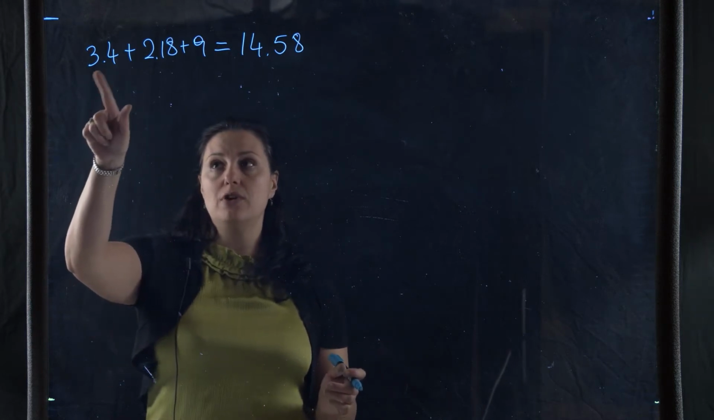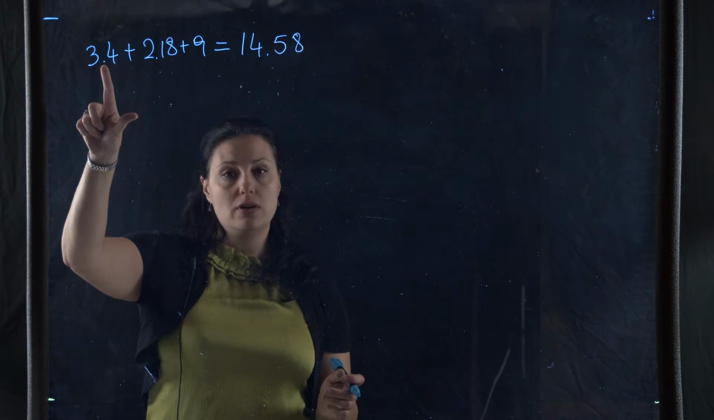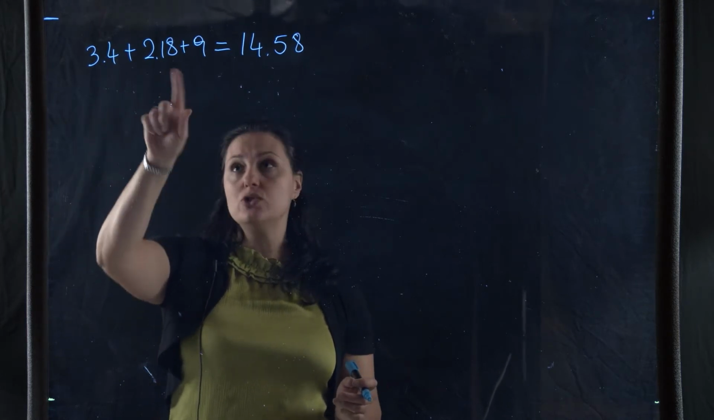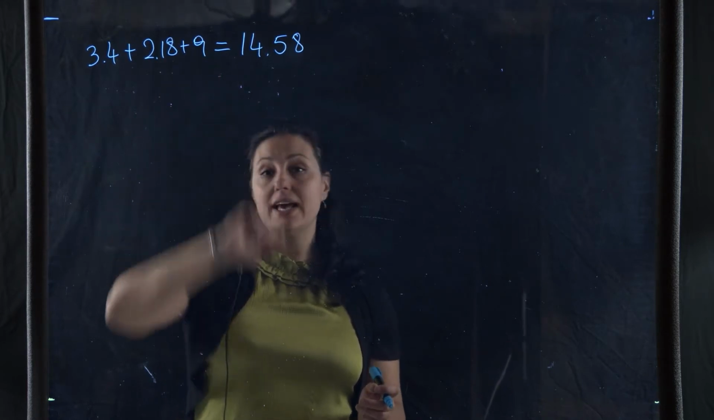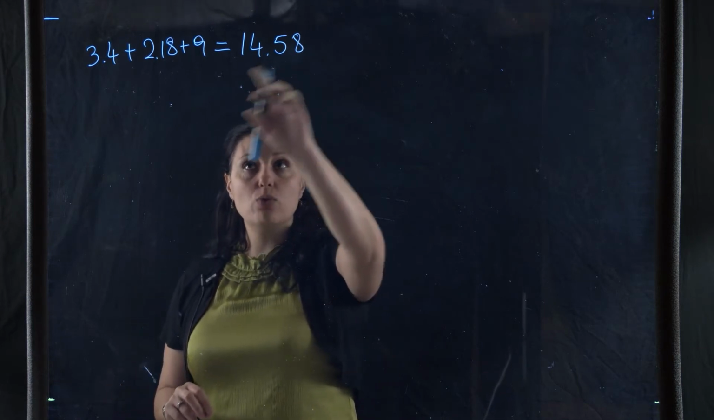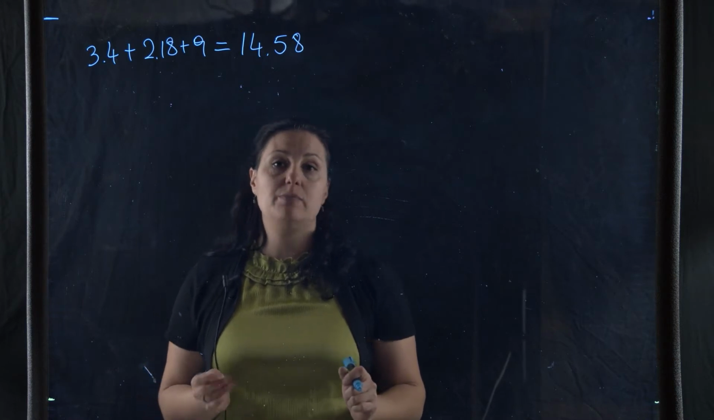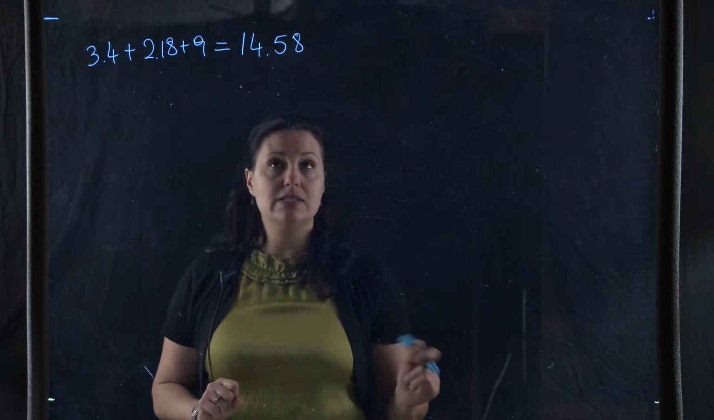If I'm looking at 3.4, this number has one digit after the decimal place. If I look at 2.18, this has two digits after the decimal place. If I look at 9, 9 has no digits after the decimal place, which means that my answer will be limited by 9 because it doesn't have any digits behind the decimal place. My answer will not have any digits after the decimal place.